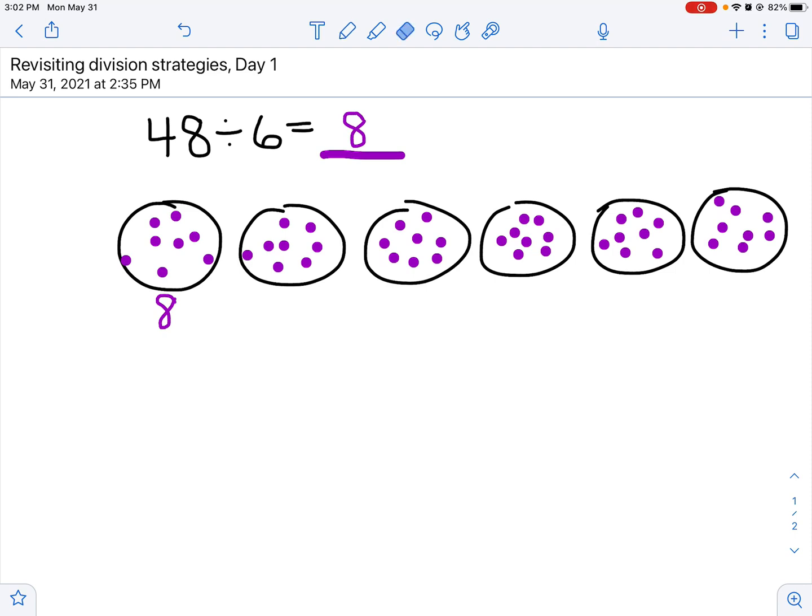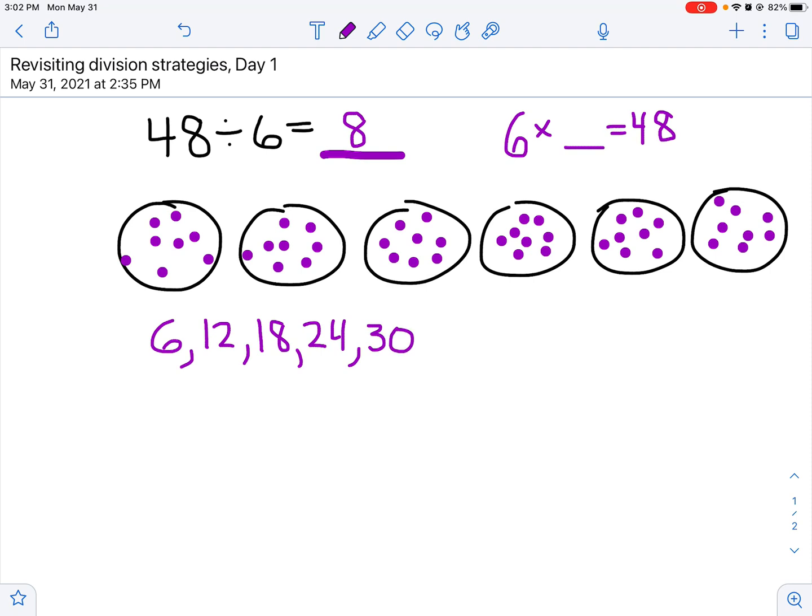Another way you could go about it is to think of its inverse operation, and think 6 times what equals 48? Because we know that multiplication and division are related, right? So we could skip count by 6s until we get to 48 and find out how many times it takes us to count by 6. So let's do that. 6, 12, 18, 24, 30, 36, 42, and 48.